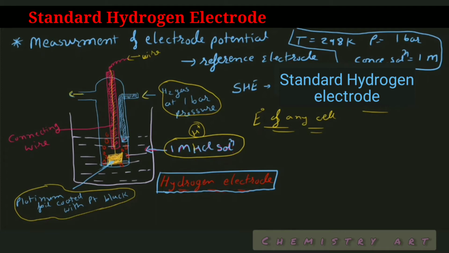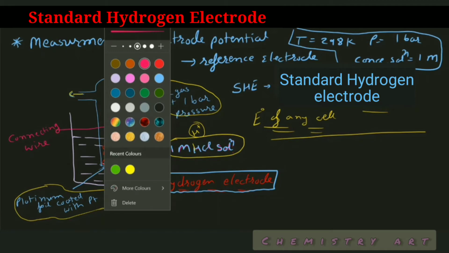Now see how we can use the hydrogen electrode to measure the electrode potential. First of all, we have to see how the hydrogen electrode can work if it is working as an anode and if it is working as a cathode, and which reaction can take place on this electrode, because here both reactions can take place. So let me write here.